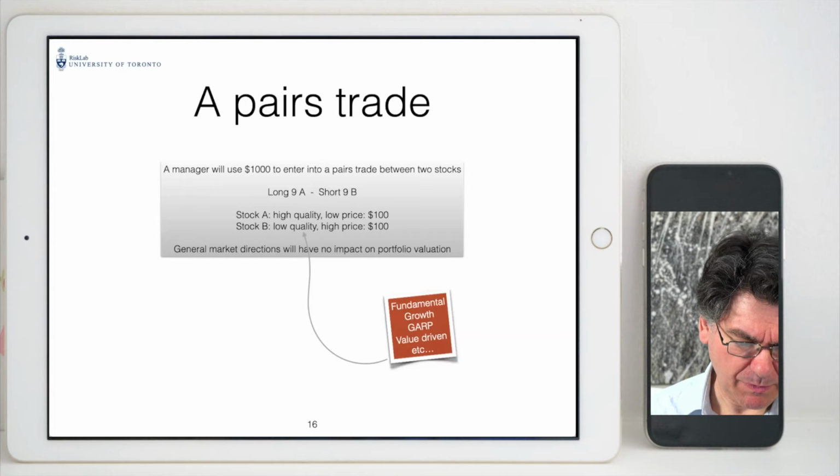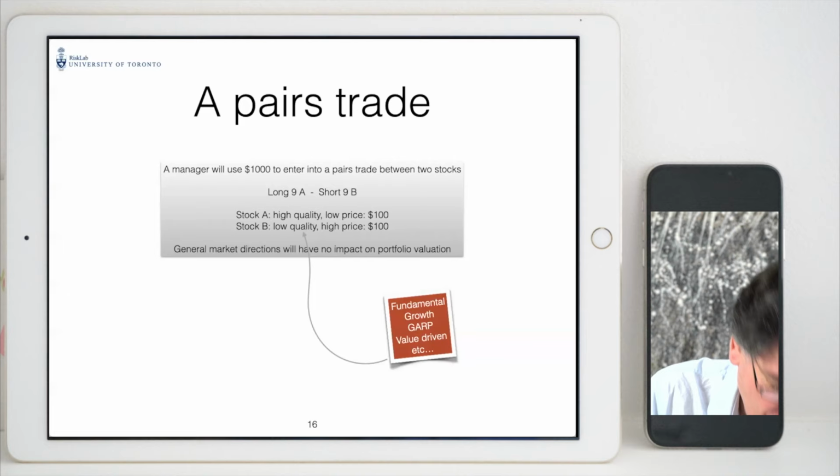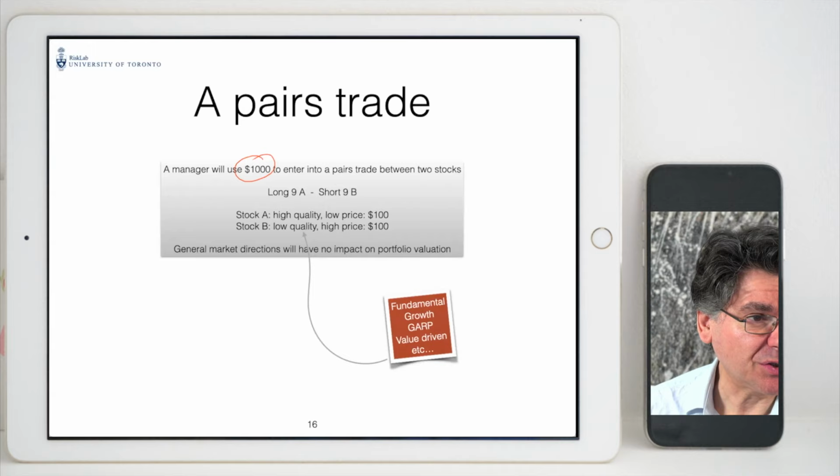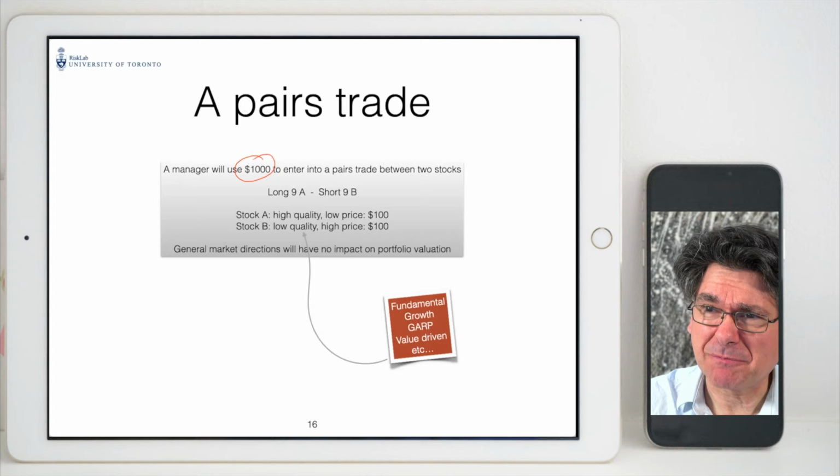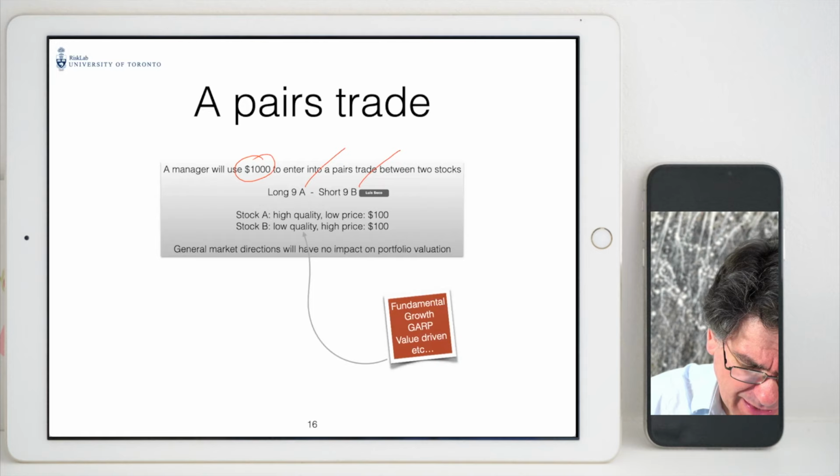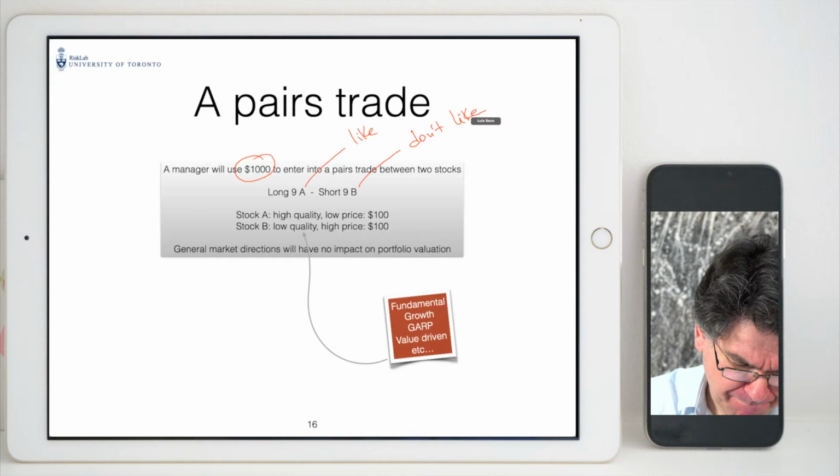Very simple, but very important. And in this, I'm going to use very small numbers, not because of any particular reason. Normally you do this with millions and millions of dollars, but I'm going to use a small number. Let's say that I have $1,000. That's it, $1,000. And I want to trade two stocks. One could be an index. It doesn't matter. Stocks A and B. I say A is a stock I like, and B is a stock I don't like. Okay? A is $100, B is $100.